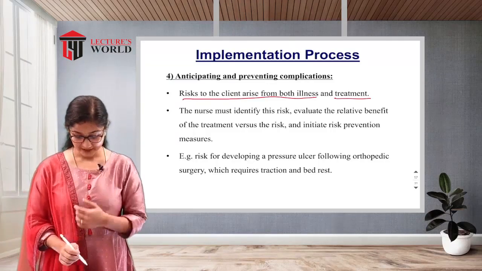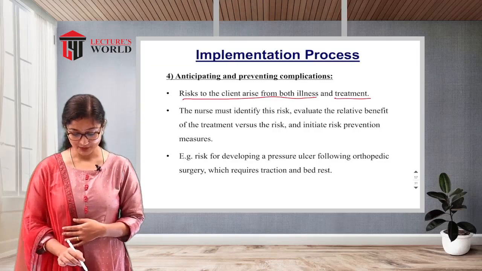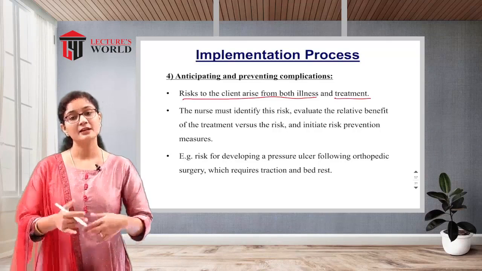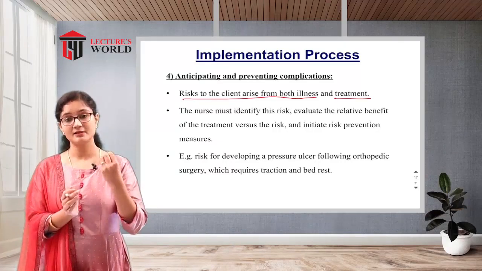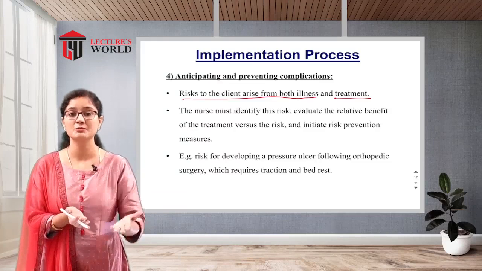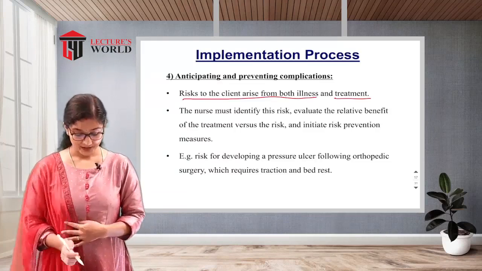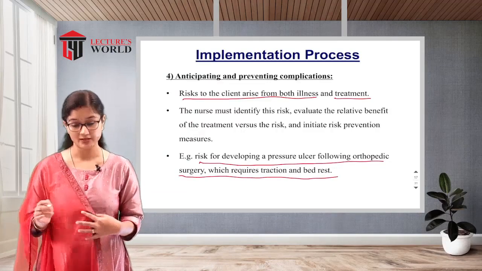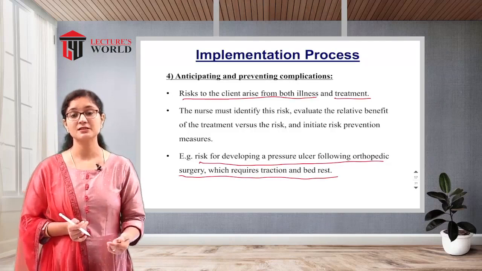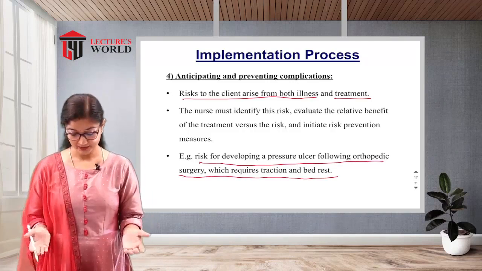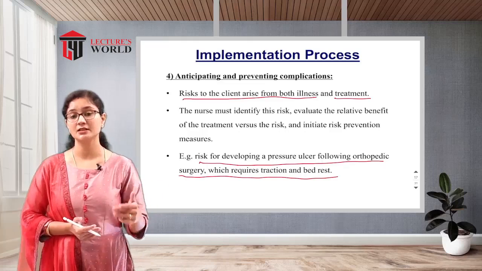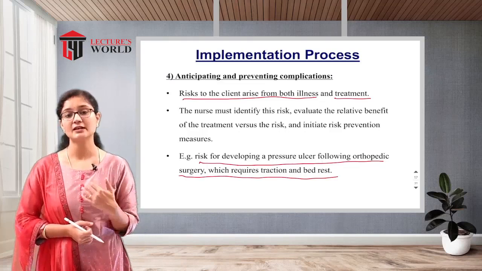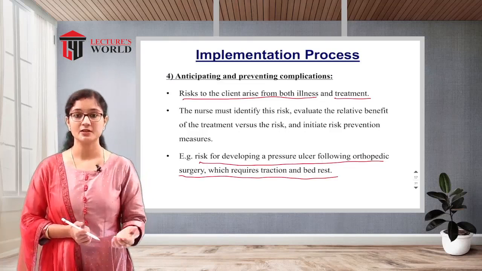The nurse must identify this risk, evaluate the relative benefit of the treatment versus the risk, and initiate risk prevention measures. Nothing but what is written is that you should know every treatment has some risk and some benefit. So you should see that benefit should be more and risk should be less. Example: risk for developing a pressure ulcer following orthopedic surgery requires traction and bed rest. Now here the example is given, a patient who is having some orthopedic surgery, maybe उसके limb का surgery किया गया है, and he is bedridden, he is on traction, and so we know that he is at a risk of developing pressure ulcer.